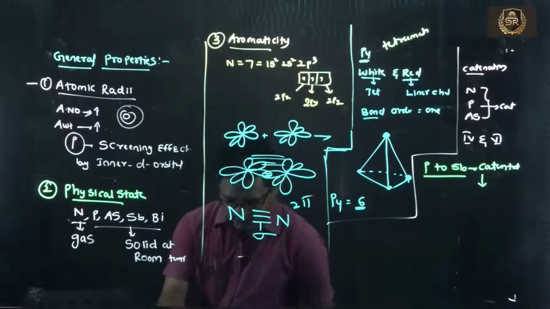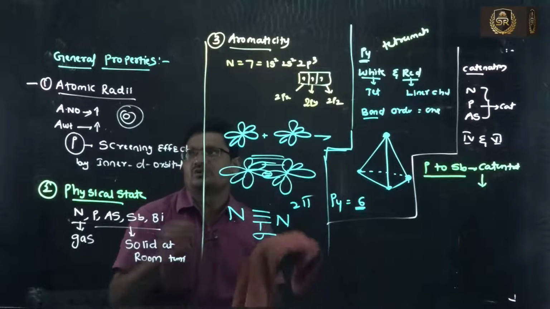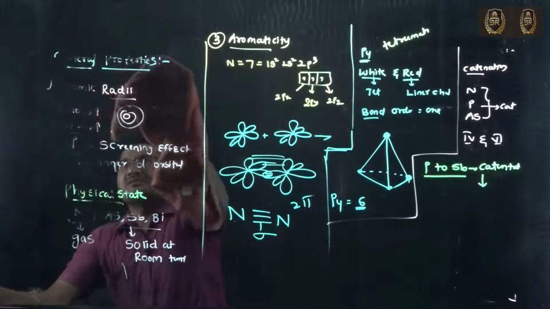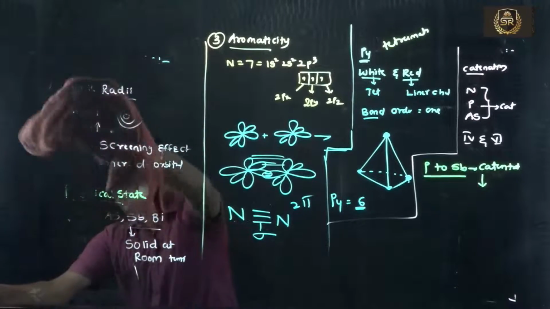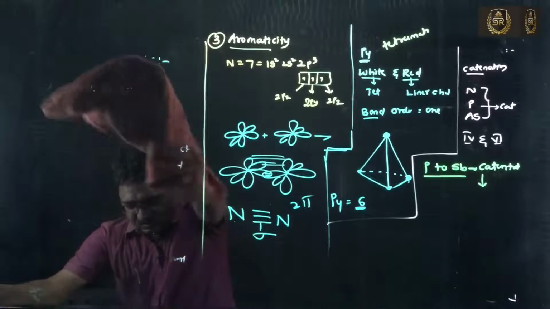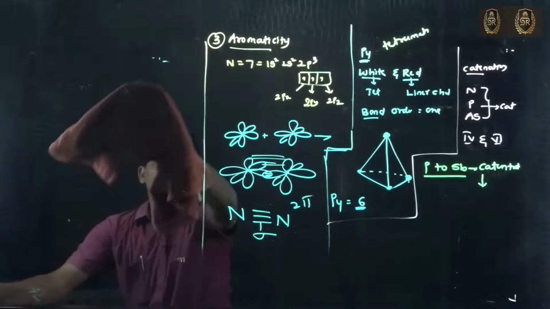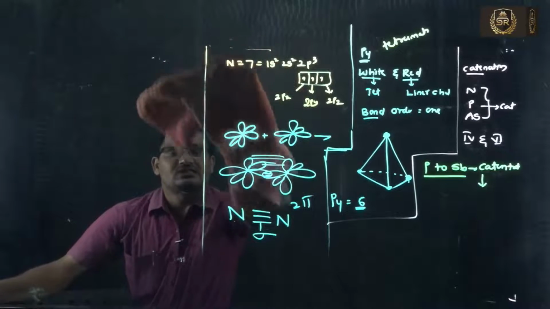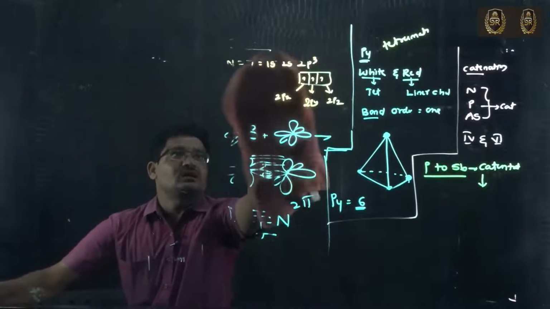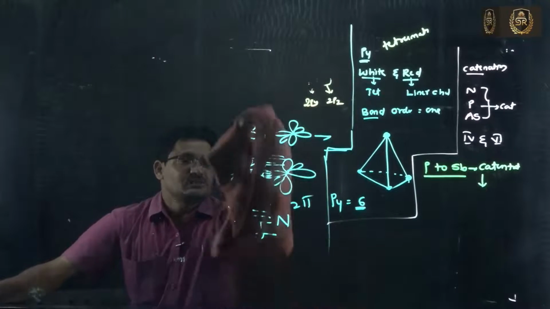Next one is the last small topic, that is phosphine. So how to prepare it, this is the last topic in this chapter. Phosphine can be prepared from calcium phosphide, Ca3P2, which reacts with water and HCl to give phosphine.